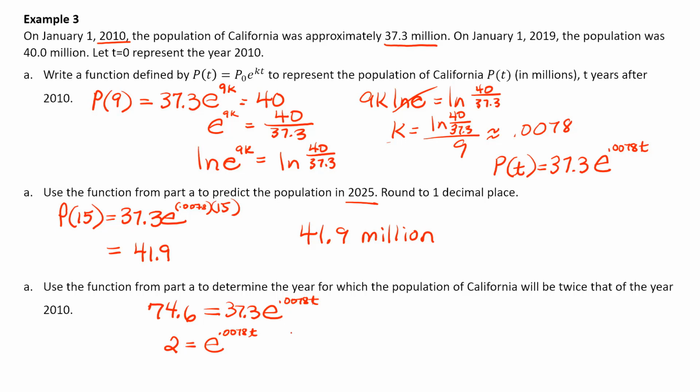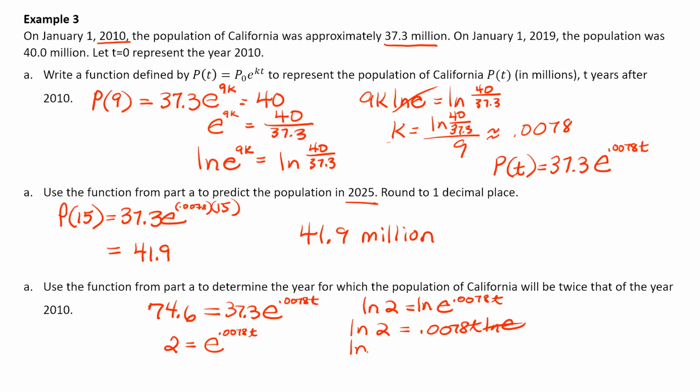Since our unknown is in the exponent, we need to take the natural log on both sides. So natural log of 2 equals natural log of e to the 0.0078 t. We can bring that exponent down, so that's 0.0078 t times natural log of e. And the natural log of e, as we said before, is just 1. So 0.0078 t times 1 is just 0.0078 t.